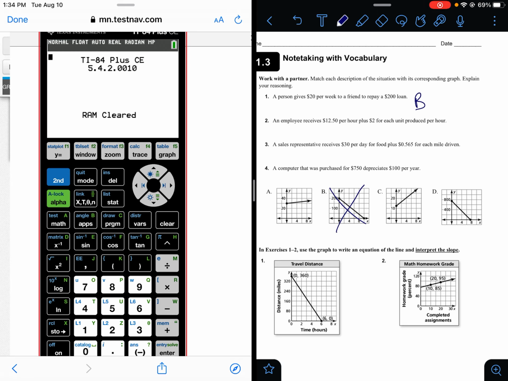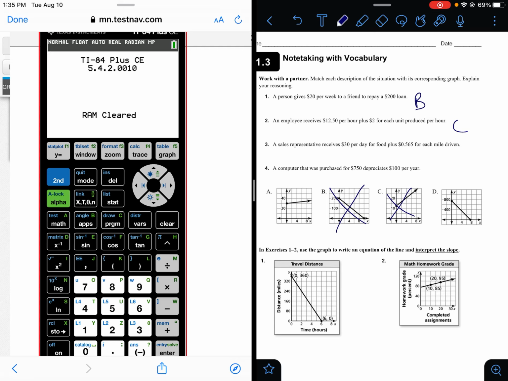An employee receives $12.50 per hour plus $2 for each unit produced per hour. So this is somebody making money for every hour. Here, obviously, it's going to have a slope of $2 for each unit produced per hour. So you would actually see it start there at $12.50 and then go up from there based on the number of products they produce per hour. So that one is going to be C.